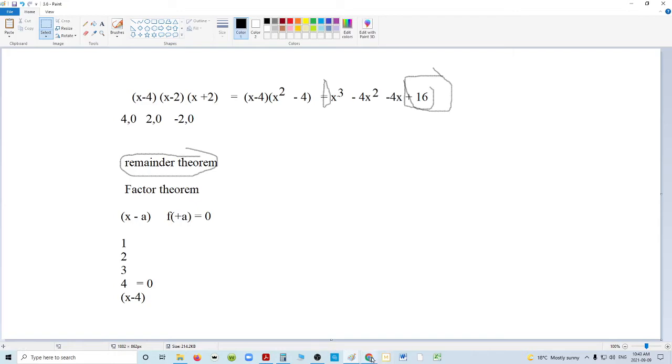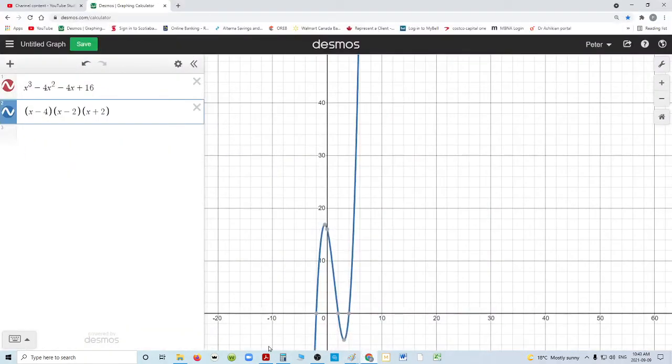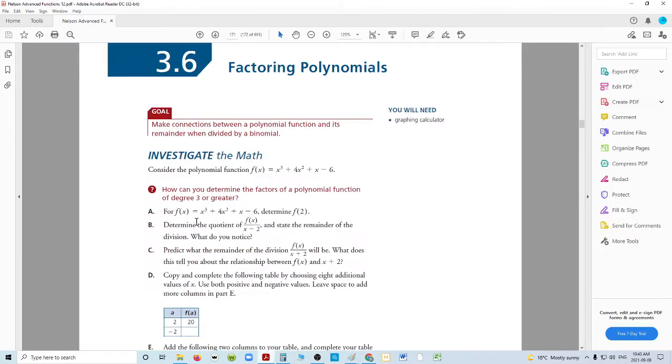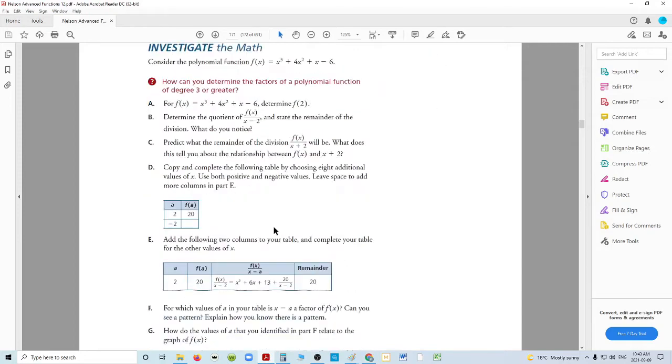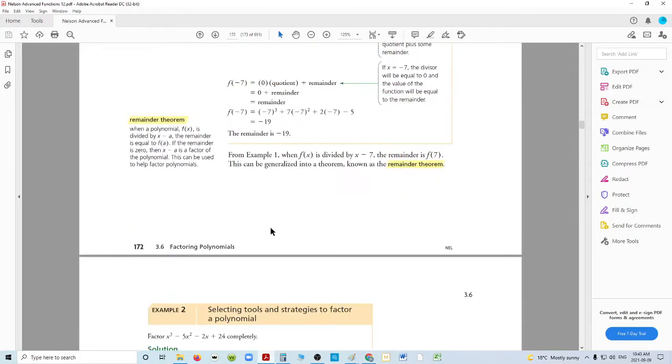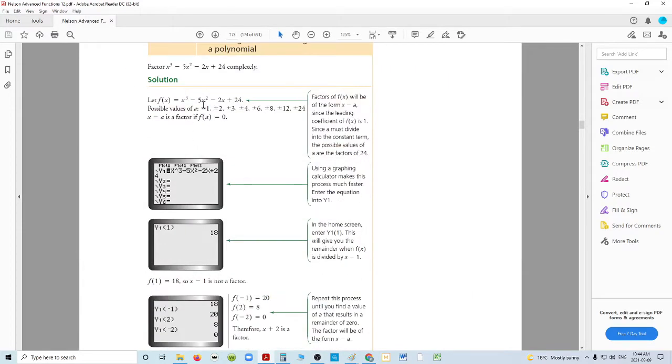But what this book chapter also deals with is various methods to try to figure out how to factor it. So here they go with the remainder theorem. Where the polynomial f of x is divided by x minus a, the remainder is equal to f of a. So that's all they're saying, is that you will find a dot on there that is on the graph. We kind of figured that out with the last problem. And selecting tools and strategy.